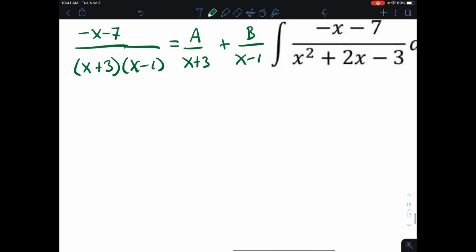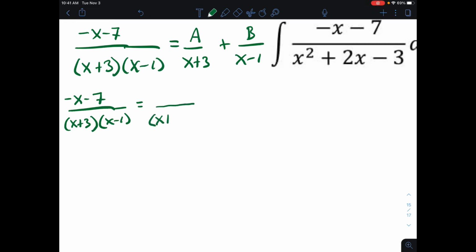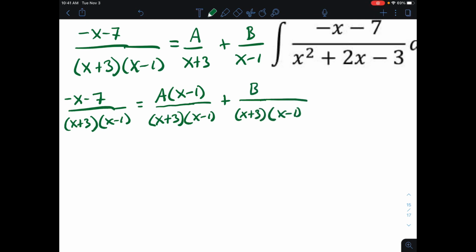And I would rewrite what I had. So if I went through the process of getting common denominators, I'd have negative x minus 7 over x plus 3 times x minus 1 is going to equal my a fraction. To have that same common denominator of x plus 3 times x minus 1, it would have to get multiplied by x minus 1. My b fraction, to have the common denominator of x plus 3 times x minus 1, would have to get multiplied by x plus 3 on top and the bottom.